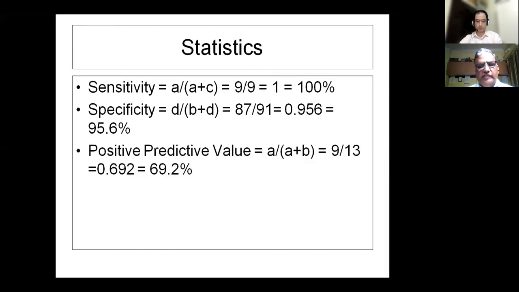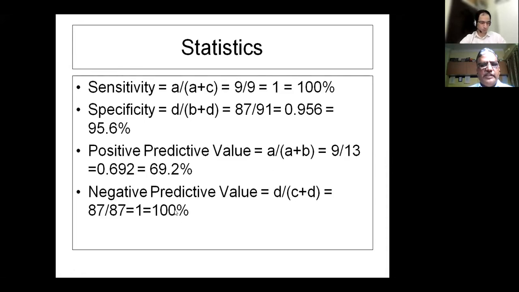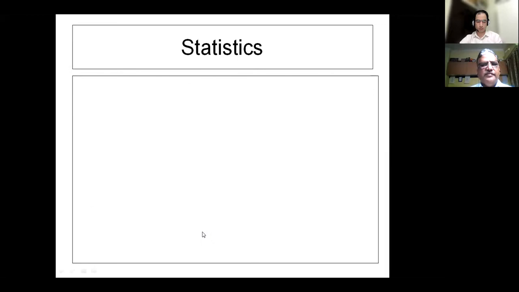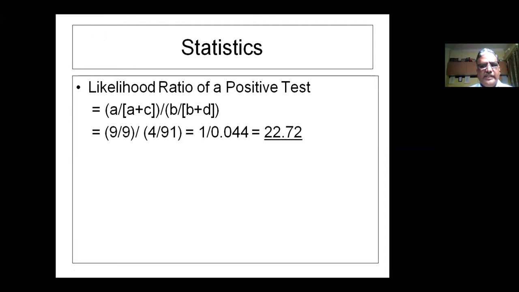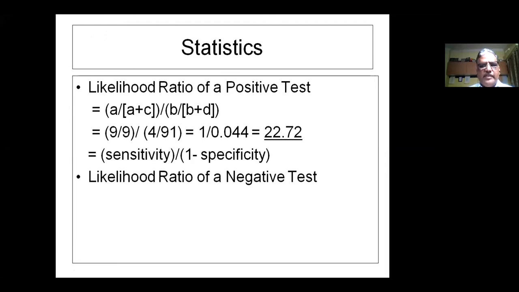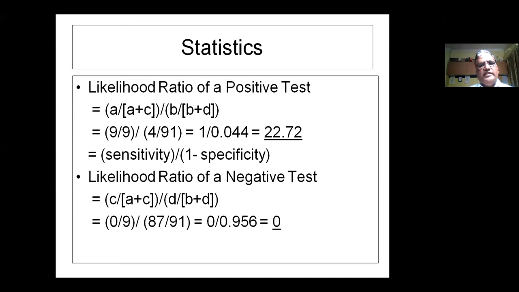Positive predictive value, if the test has come positive, how often you have the disease, is 69.2%. And negative predictive value is basically 100%. If your test is negative, that means you are healthy. And the likelihood ratios were basically, if the test has come positive, the likelihood is increased by 22.7, that is 23 times. And if the test has come negative, that means you are absolutely healthy. You do not have a chance of having the disease.